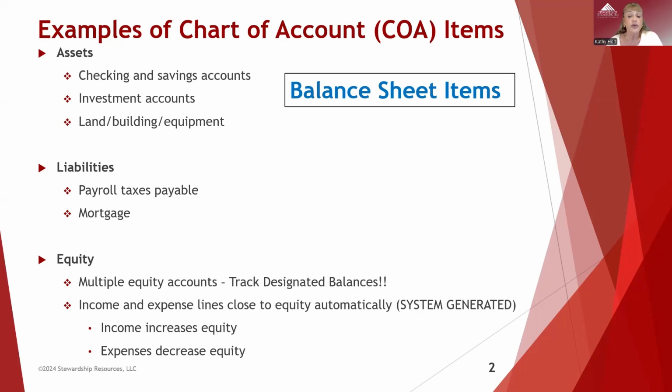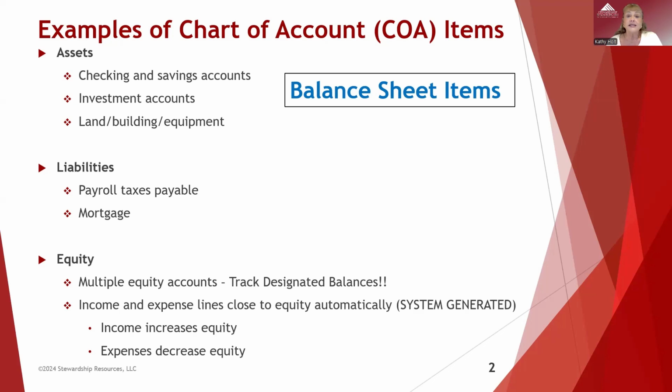So one of those items would be your asset items. That's pretty much anything the church owns, such as bank accounts, investment accounts, fixed asset accounts, such as your building, lands and maybe your equipment. Another group of accounts is your liabilities. That's pretty much anything the church owes. So for most churches, that would include payroll taxes that haven't been spent yet. If the church has a mortgage or another type of loan, that would also be included in your liability group of accounts.